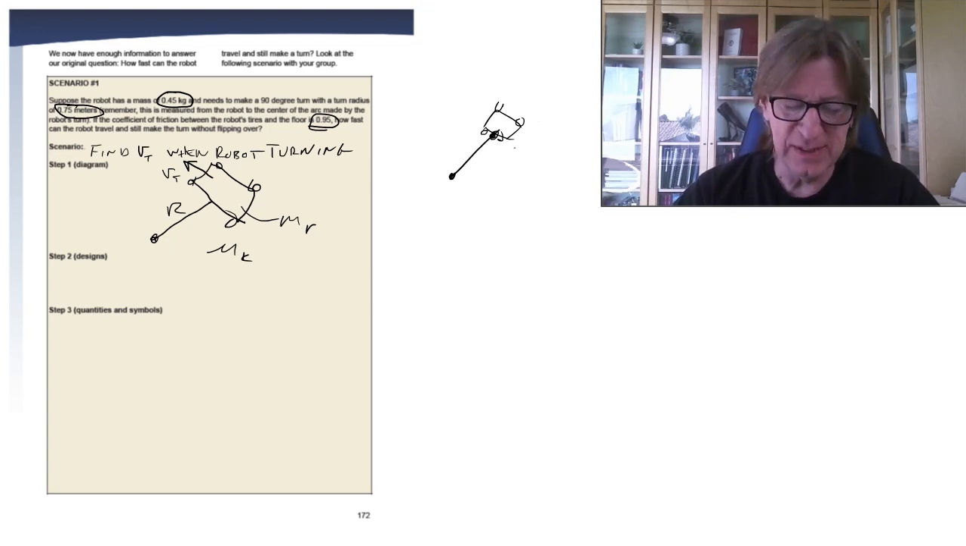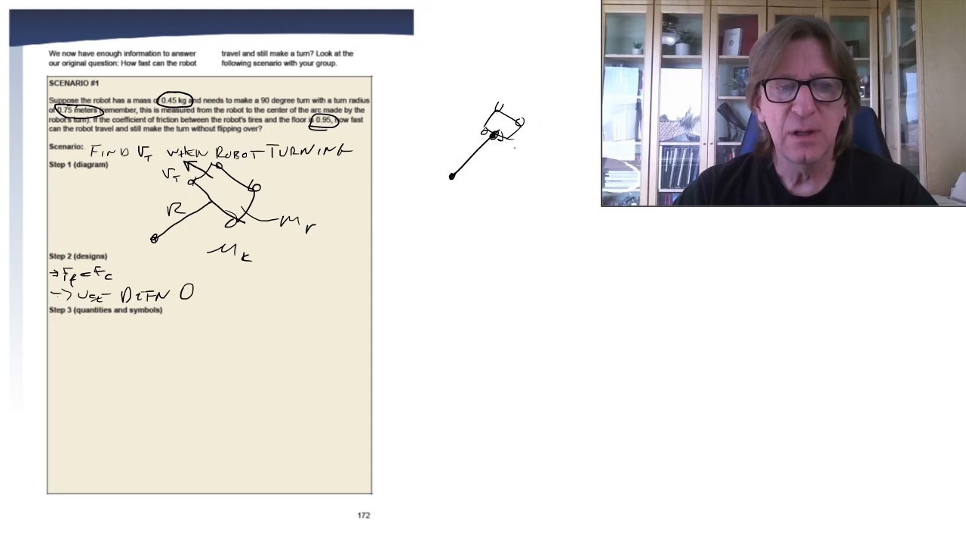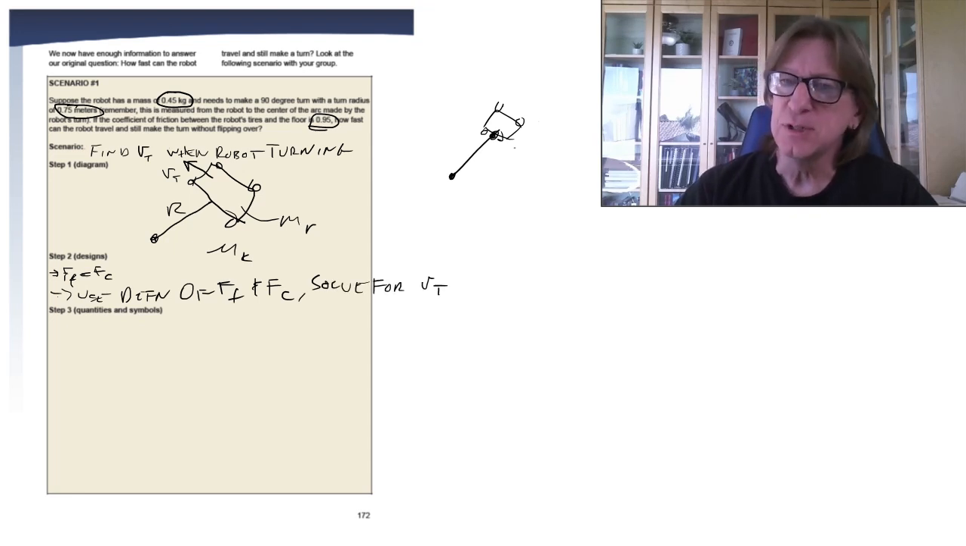Okay, so when we're talking about the design, what are we going to do? Well, we know that the force of friction must be equal to the centripetal force, right? So we know that the force of friction must be equal to our centripetal force. If it's not, then our robot's going to flip. Okay, so we're going to use the definitions of our force of friction and our centripetal force, and we're going to solve for our tangential acceleration.